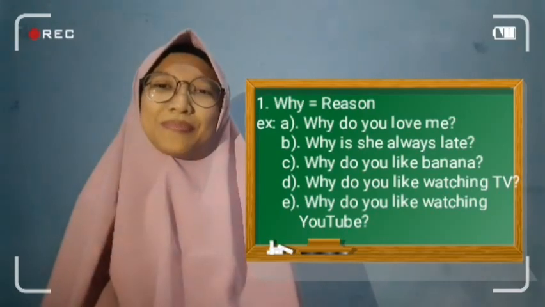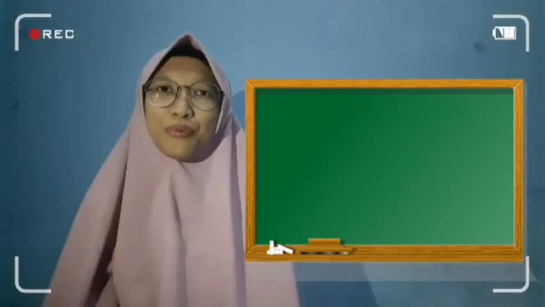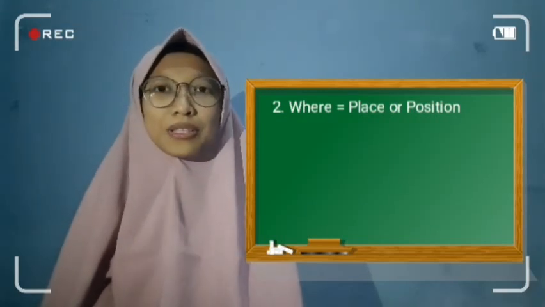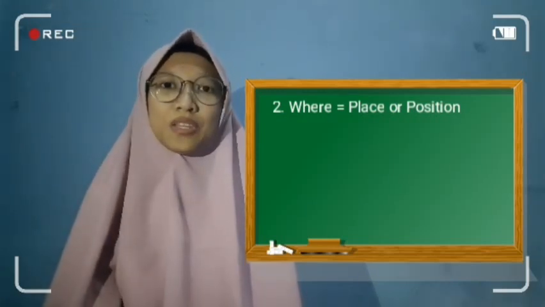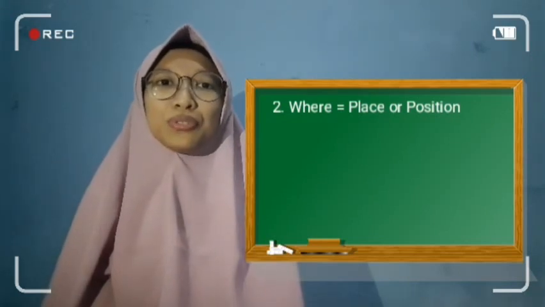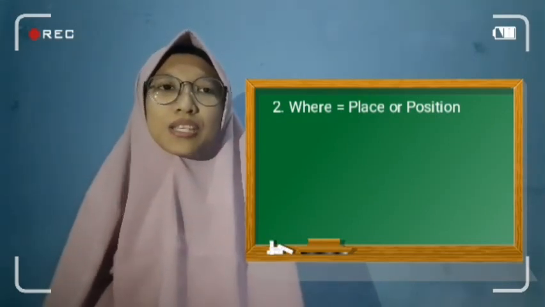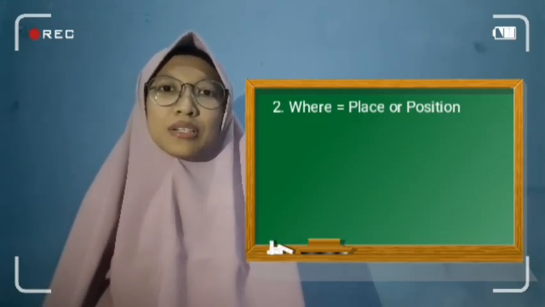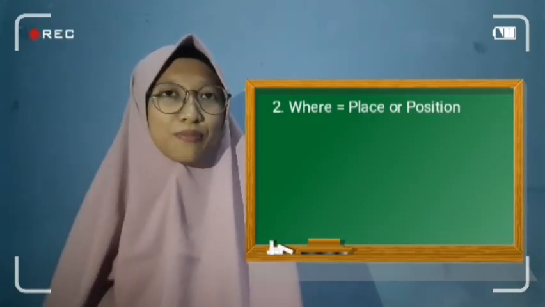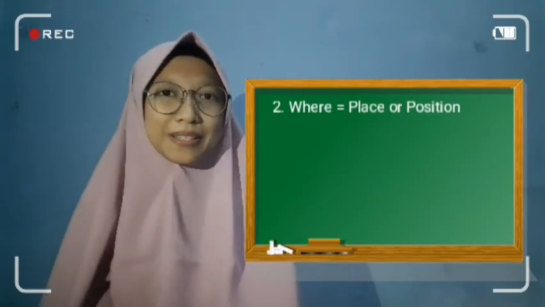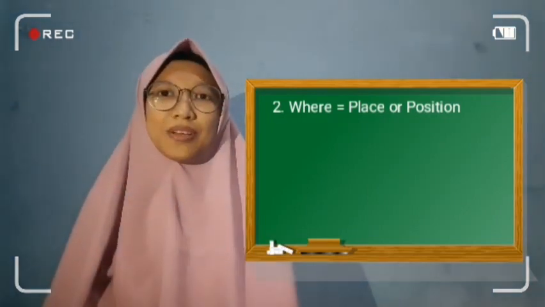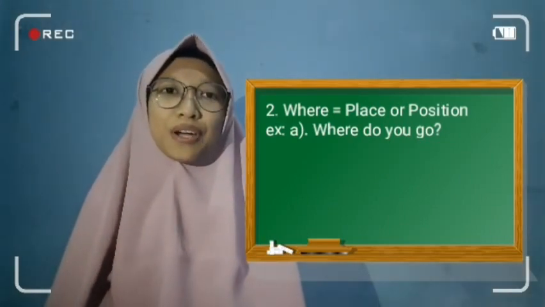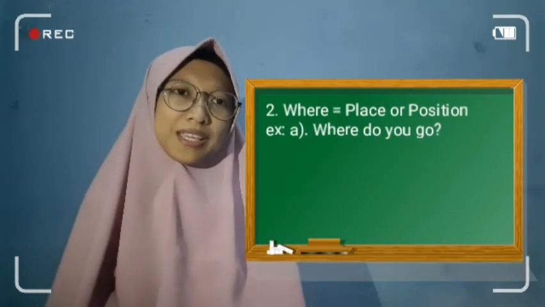Okay, like that. Okay, next is where. Where is used to ask about a place or position. So, if you want to go somewhere or ask for a place you don't know, you can use the word where to ask someone. Okay, for example, where do you go? You can ask a question like that to find out where your friend is going.